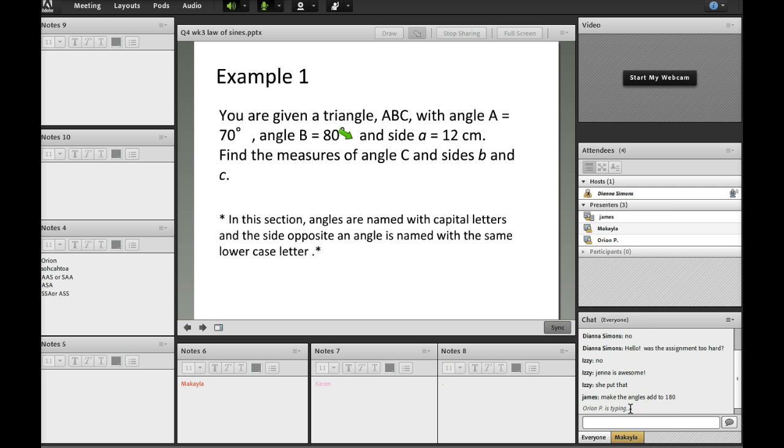James says to make the angles add up to 180, and that would be an easy way to do it. Yes, that would be perfect.